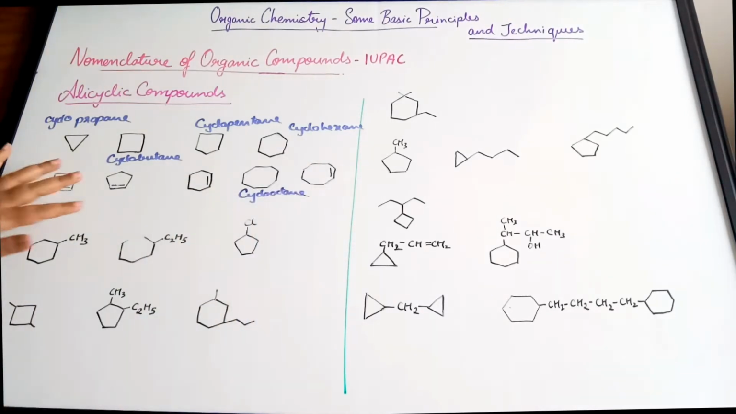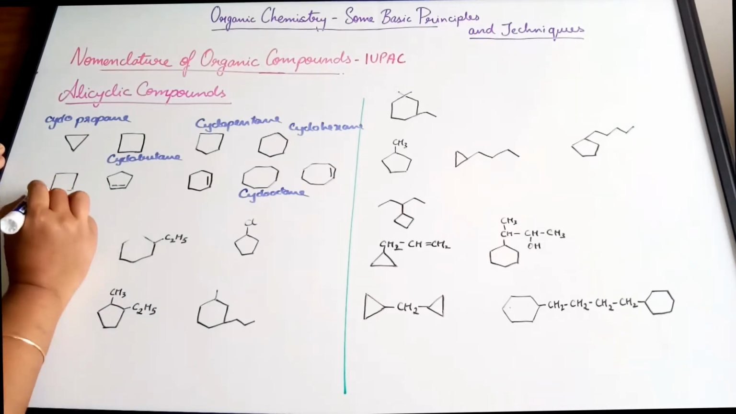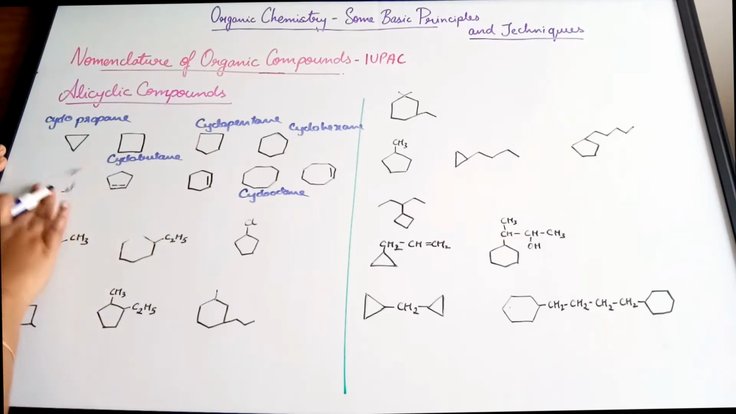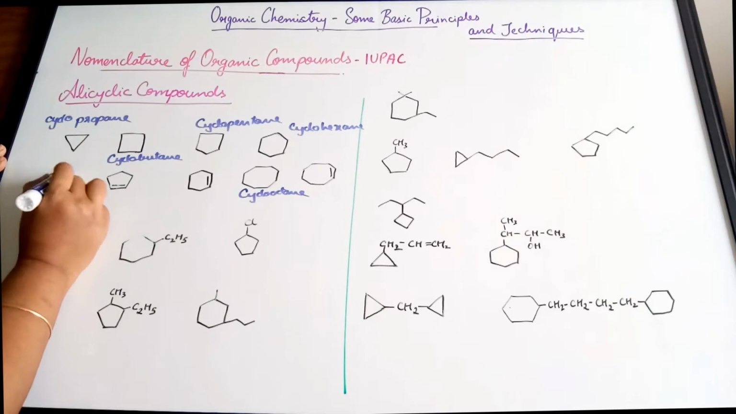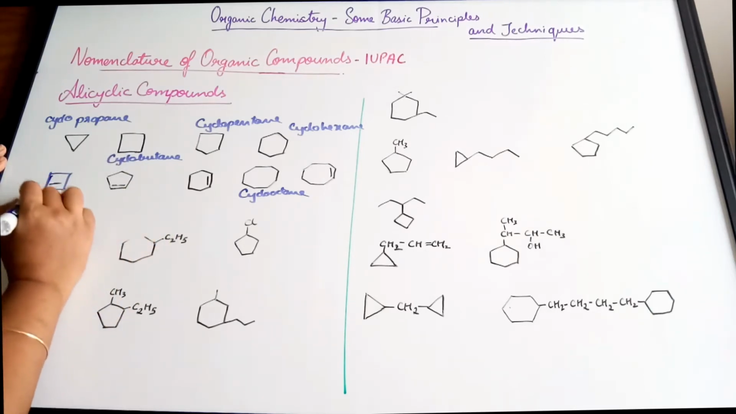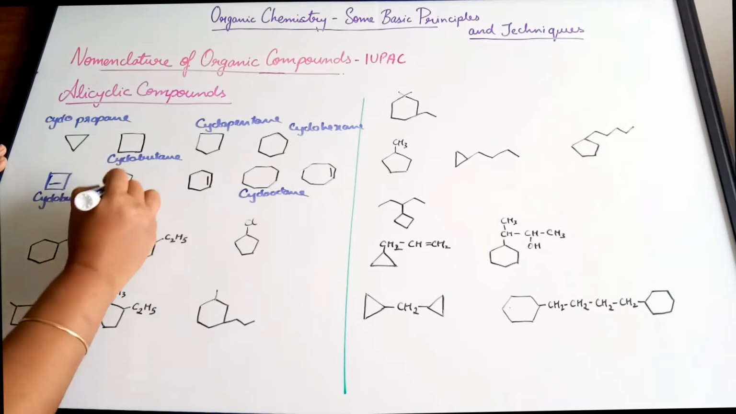So in these compounds, there is a double bond. So instead of butane, we will refer to it as butene. And so if this double bond was present here, it'll be cyclobutene. Even if it was present here, it's the same cyclobutene. So irrespective of the position, since there's only one double bond, we can just call it cyclobutene.